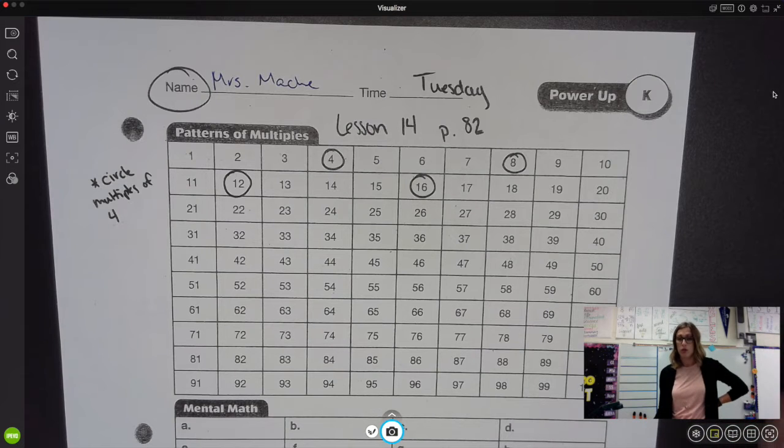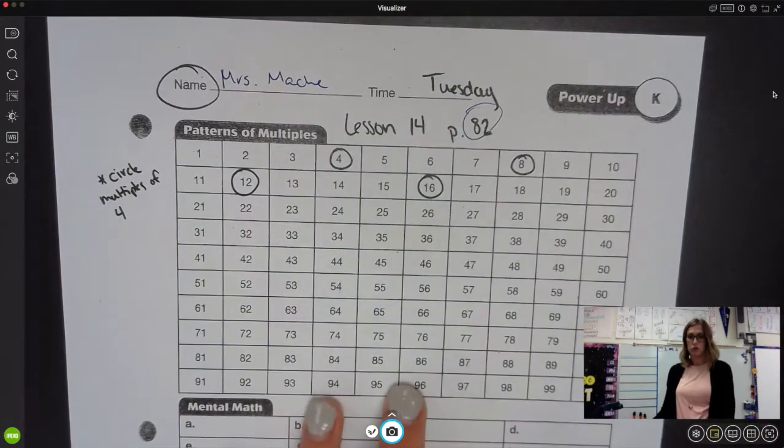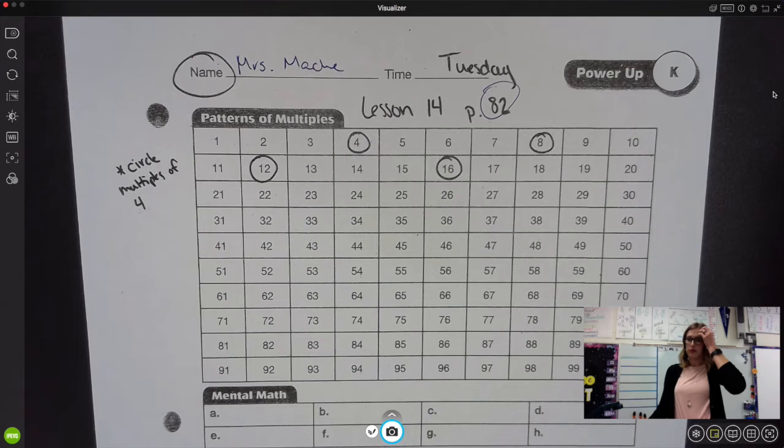When you're done with the top, go ahead and get going on the mental math and the problem of the day. Once again, that's on page 82. All right, press pause. When you're done, press play again.